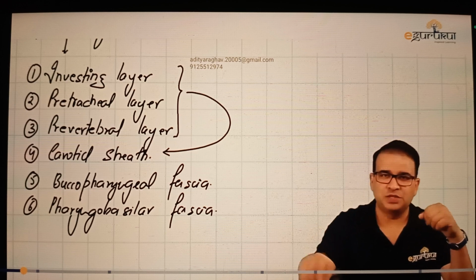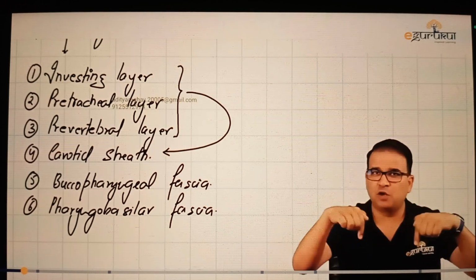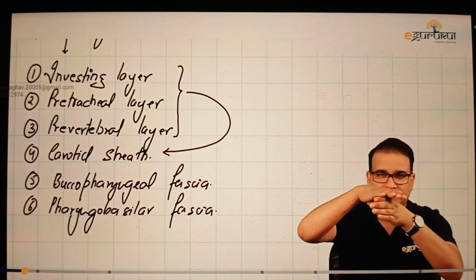Pharyngo-basilar fascia, on the other hand, is the fascia which is covering the pharyngeal wall from inside. The name says pharyngo, so it's covering the pharyngeal wall from inside. And then this fascia goes and attaches to the base of the skull. And that's why the name is pharyngo-basilar fascia.